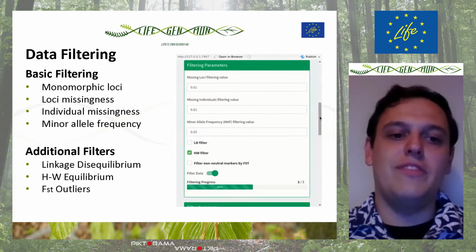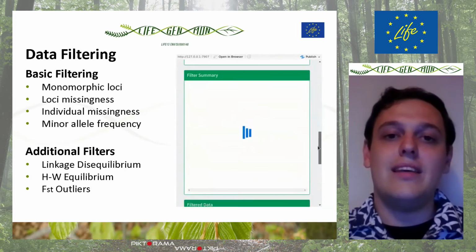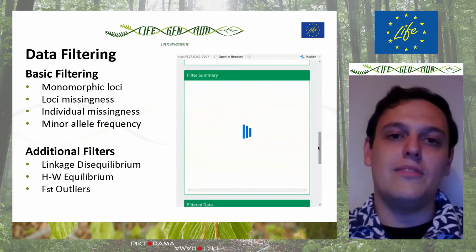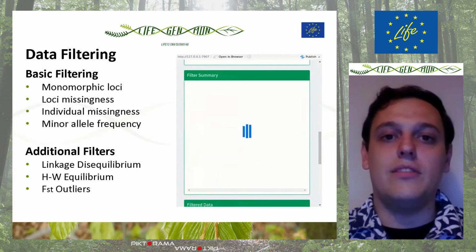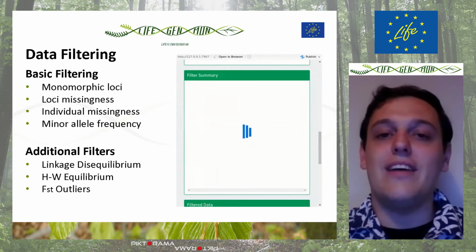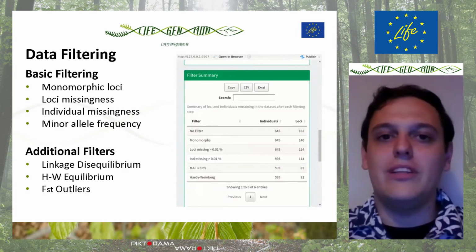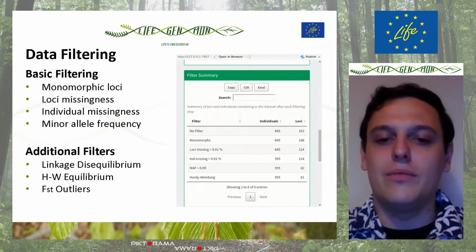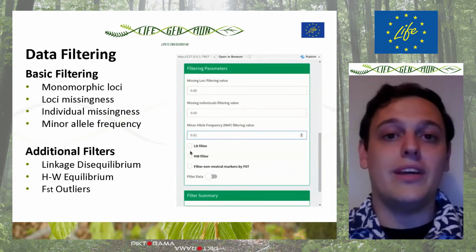The optional additional filters include filtering for linkage disequilibrium firstly. This is because many of the downstream analyses expect the data to be completely unlinked and therefore in linkage equilibrium. This is where two loci move with each other, or two alleles move with each other within a data set. Secondly, you can filter by Hardy-Weinberg equilibrium.